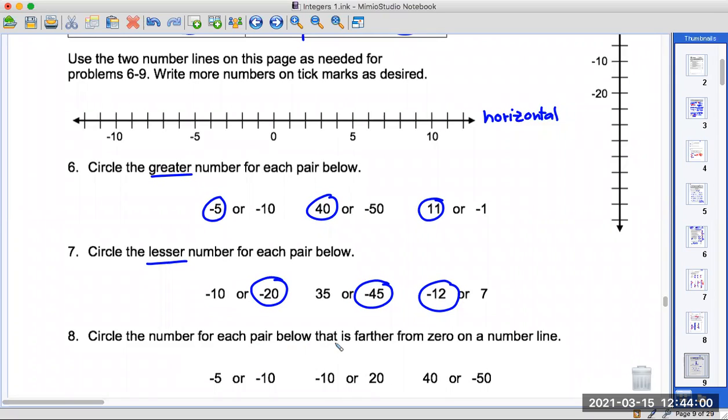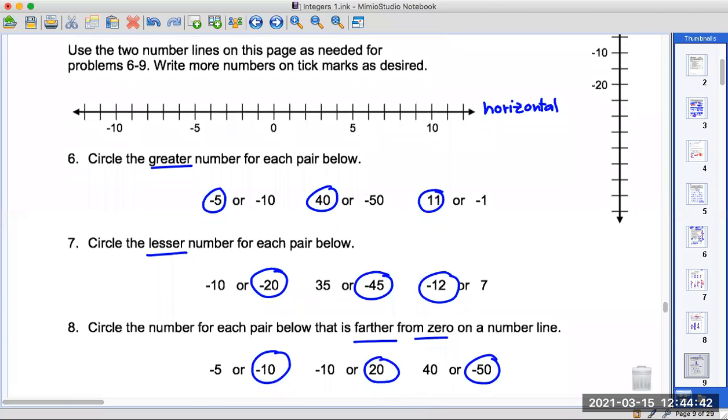Circle the number for each pair below that is farther from 0 on the number line. Farther from 0. Okay, now we're going to stop because I want everybody to be able to give me the next answer. So -10 or 20, do not shout out. Aiden, what do you think? 20? Yep, farther from 0. Abby, 40 or -50? Which is farther from 0? -50, good job. Okay, good.